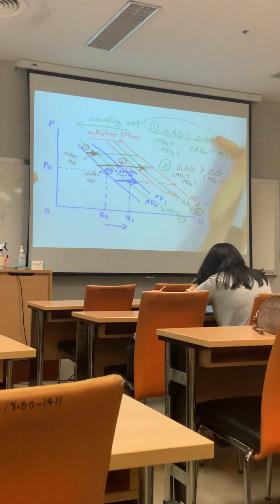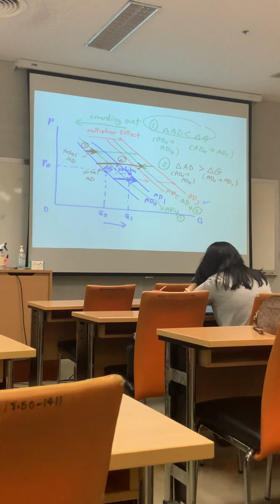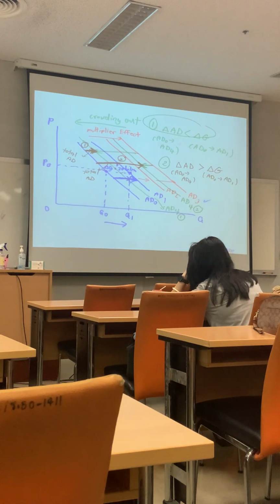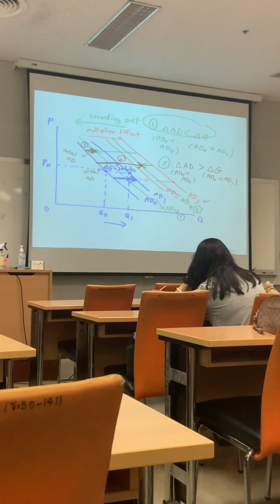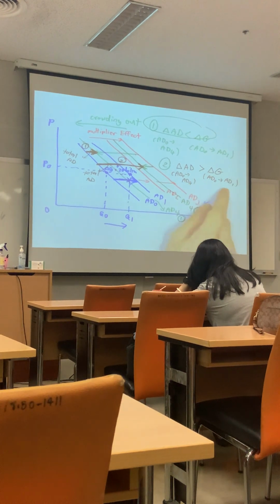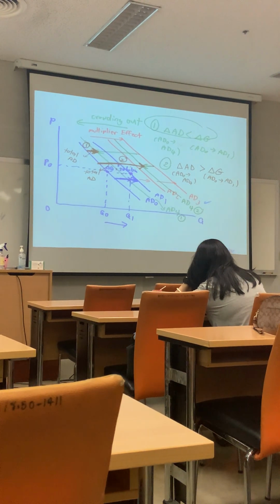You will get this result only when crowding out is bigger than the multiplier. But if crowding out happens just a little, you will get that AD still changes more than G. So it depends on the economy.